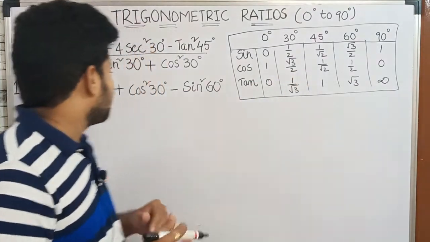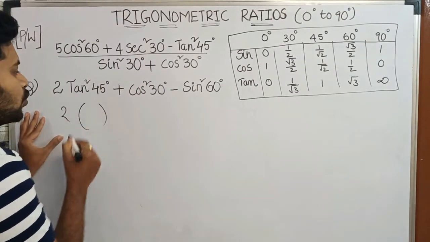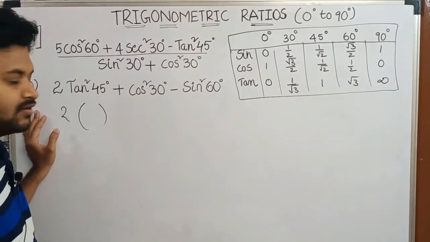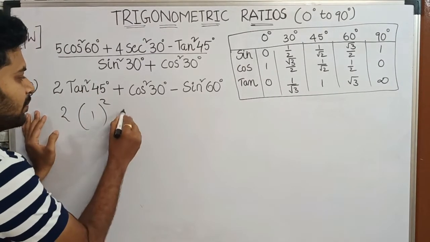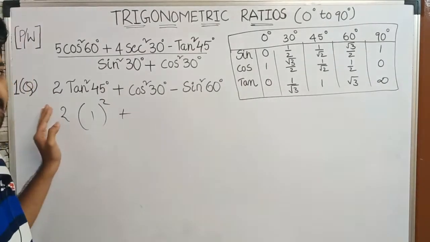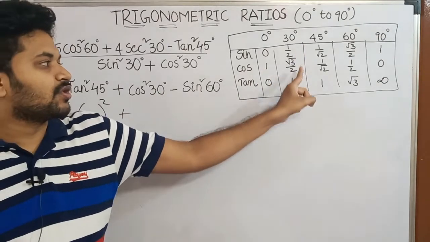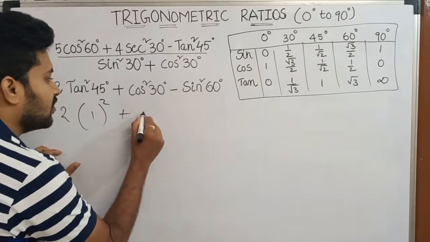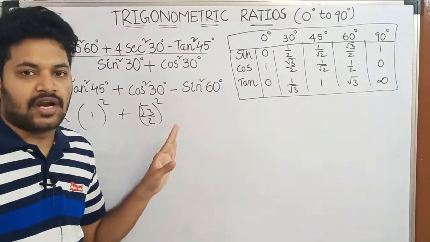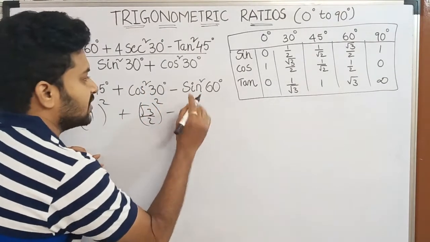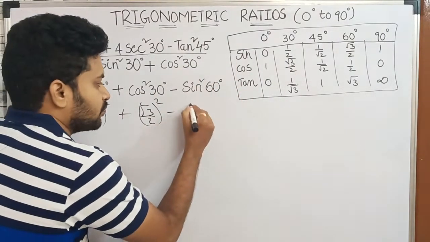So let's start. 2 tan square 45. What is tan 45? 1. So in place of tan 45 write 1, and the square stays. Plus cos square 30. Here you should take only the value of cos 30, which is root 3 by 2. Just write root 3 by 2 in its place, and the square stays. If the square is not there, don't write it. Next, minus sin square 60. What is sin 60? Root 3 by 2. Sin 60 is nothing but cos 30, so root 3 by 2.